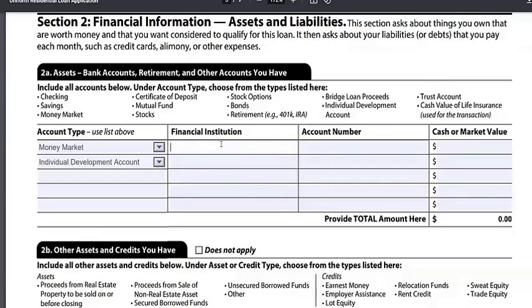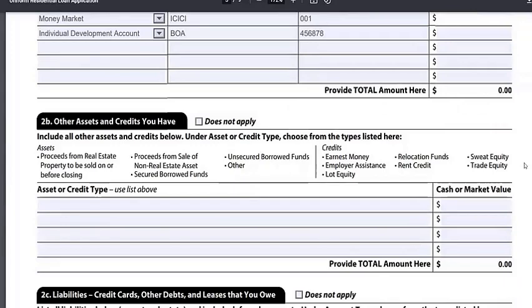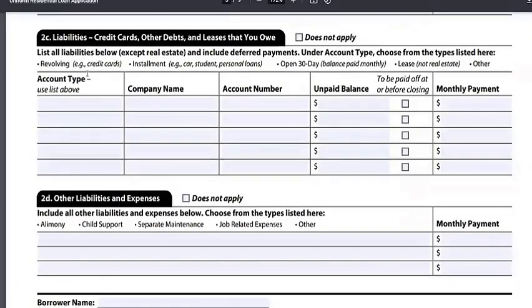Like money market could be with the ICICI, right? Or individual development account could be with the BOA. So wherever they have, and then account number 001 and maybe 45678. So this is the account number and cash value, whatever is in their bank statement, they can write it here. It's more convenient now. Then liabilities. Now it's starting from the liabilities. So credit cards, other debts and leases, all the information needs to be written here.